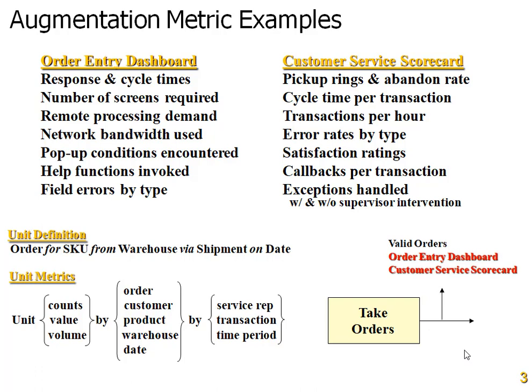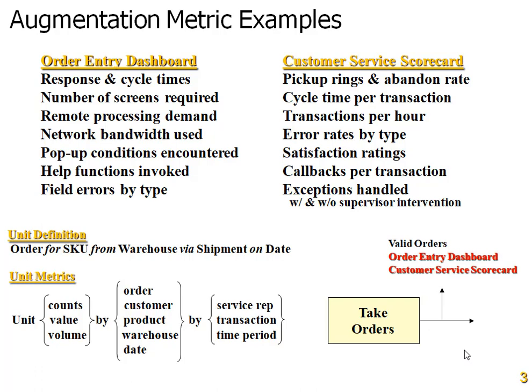So that's basically the process of augmentation. It requires you to know the units that you're processing, because the unit of measure and all these measures can be tough to work out. On this particular example, taking orders, we said that the unit of interest is the actual individual product, the SKU, from a given warehouse via a shipment on a given date.